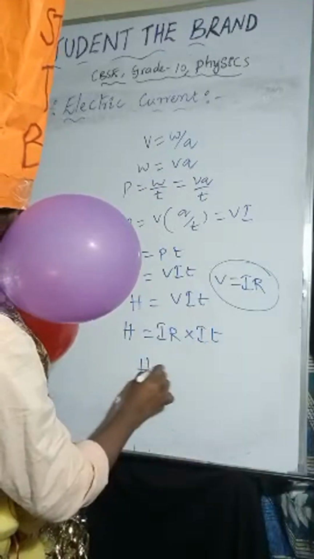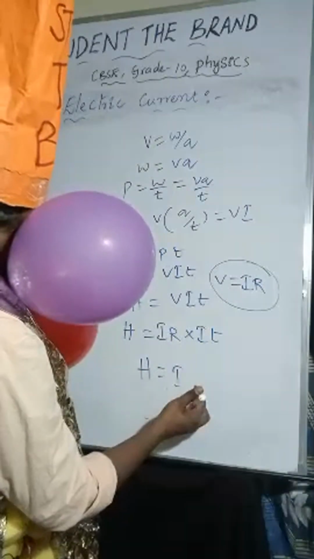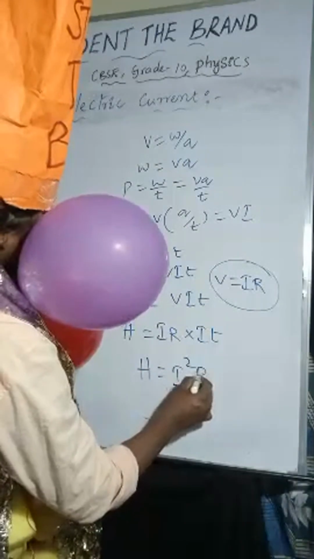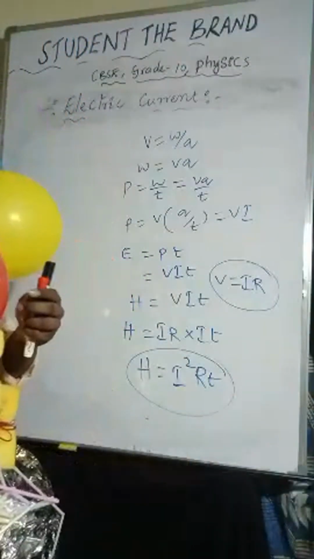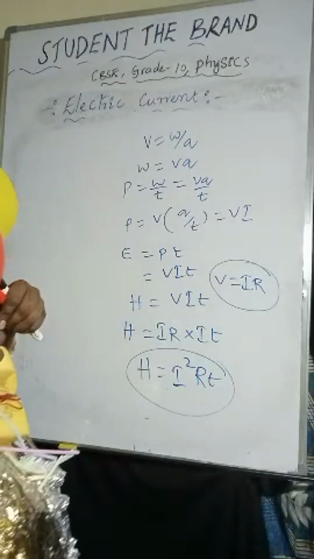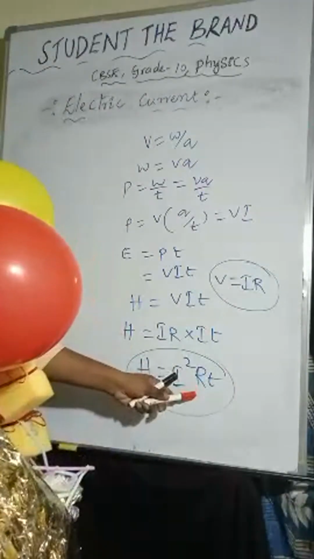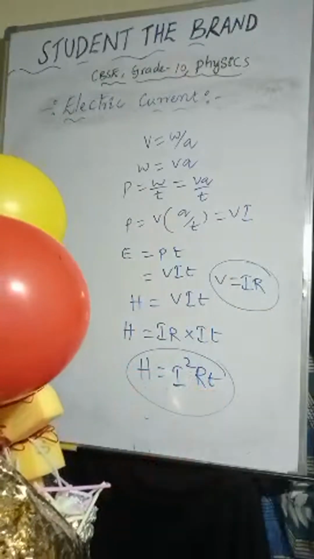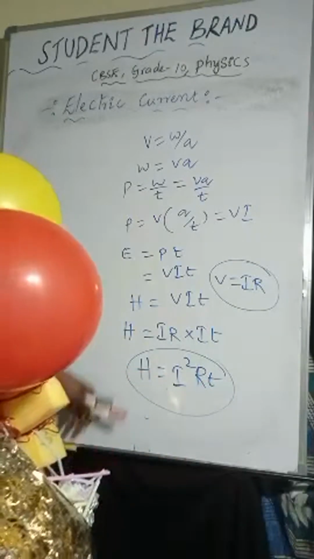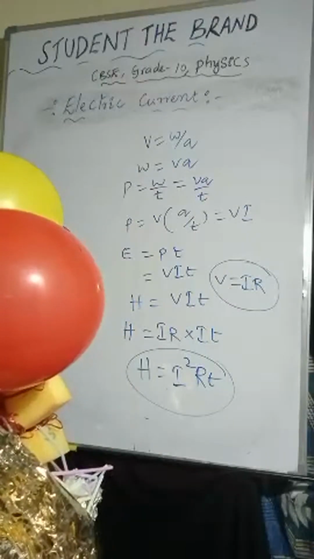Then heat produced in the conductor is directly proportional to I squared Rt. Heat produced in the conductor is directly proportional to the square of current. Heat produced in the conductor is directly proportional to resistance. Heat produced in the conductor is directly proportional to time. I hope it is very clear. So this is about the heating effect of electric current.